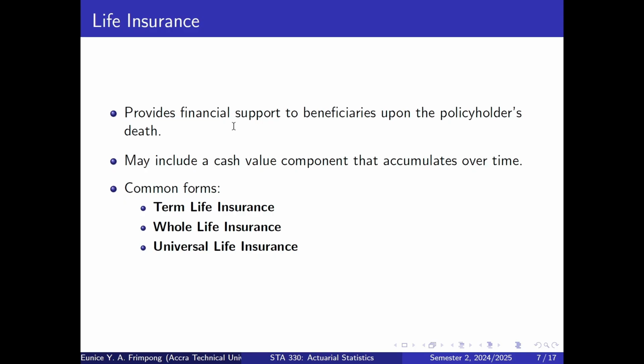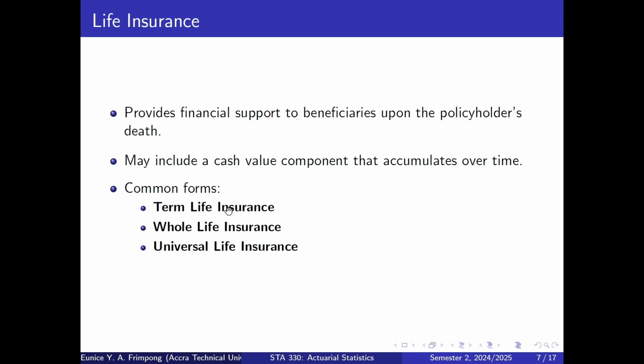There are various forms. There is term life, which covers a specific time period. Then there is also whole life insurance, which provides lifetime coverage with a cash value. And there is universal life. It offers flexible premiums and savings features. Now, this type of insurance brings peace of mind, especially for families who have dependents.